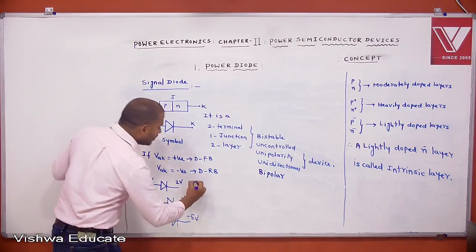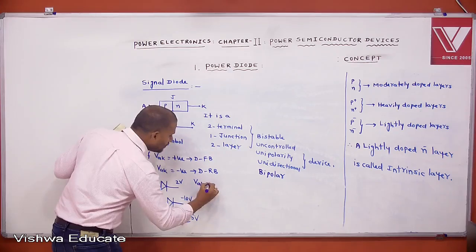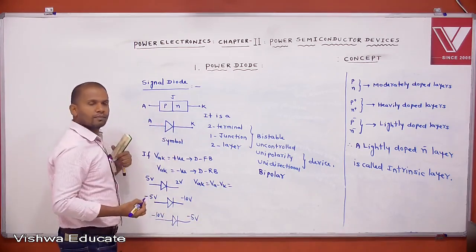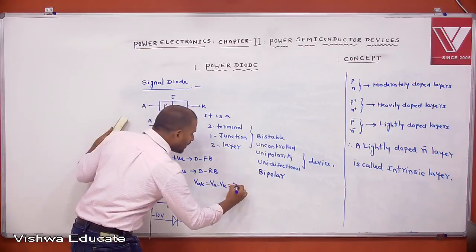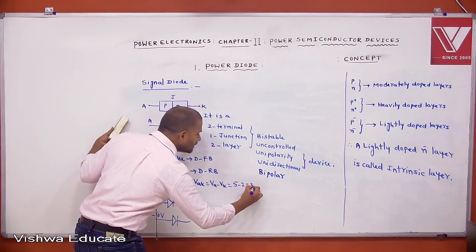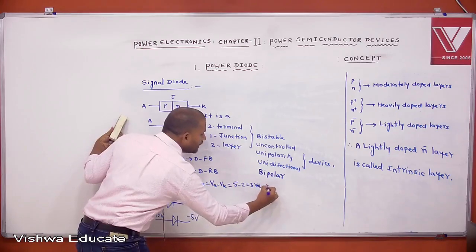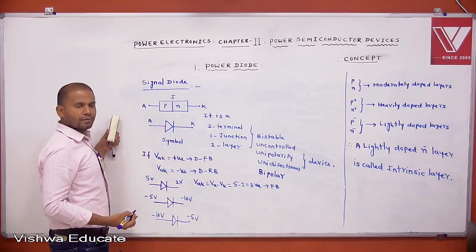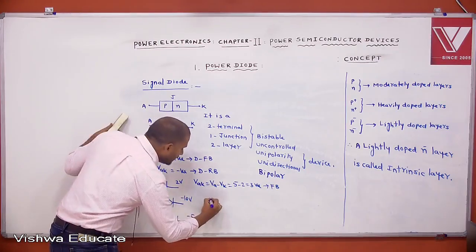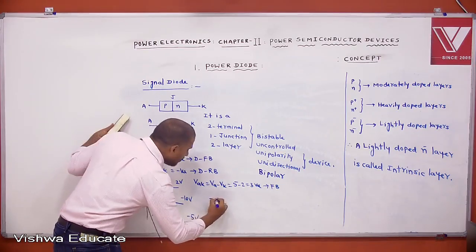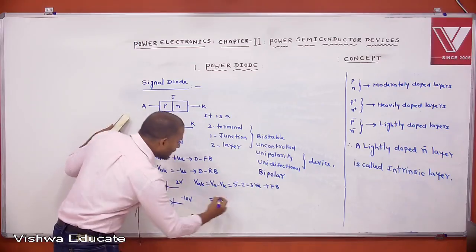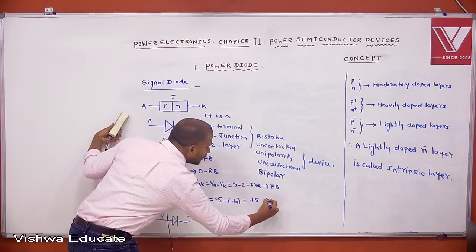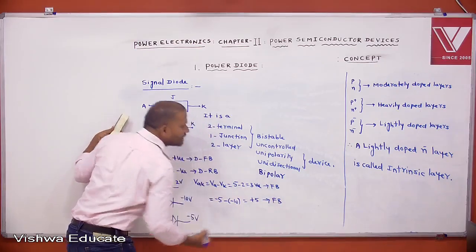In this case, VAK is nothing but VA minus VK. VA is how much? 5. VK is how much? 2. That is 3 volts, positive. Then the diode is under which condition? Forward bias condition. Now what is VAK here? Minus 5 minus minus 10, that is plus 5. Then the diode is under forward bias condition.